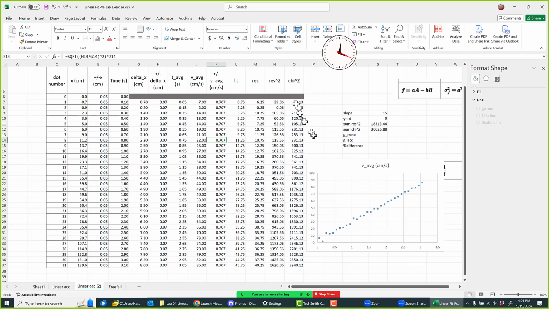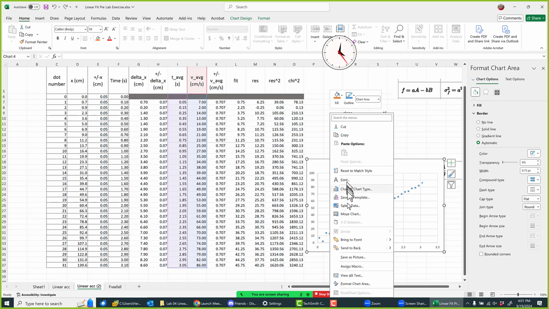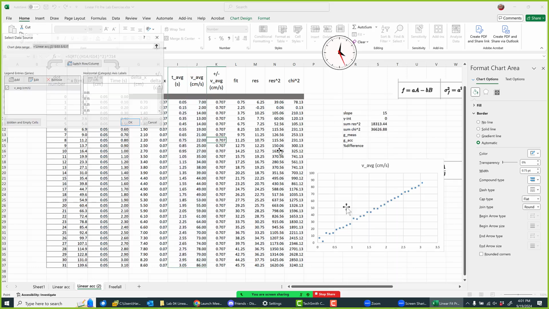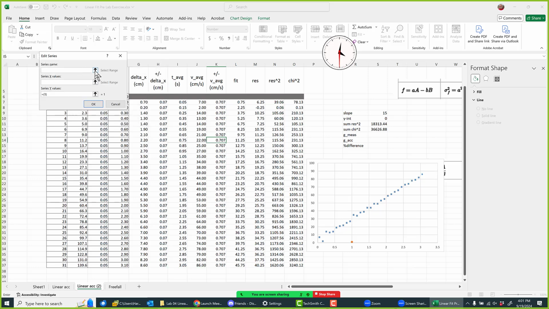Okay, so now we want to add our fit line. Select data, add, series name is fit. You just select the box. X values are T averages. And the Y values are the V averages.